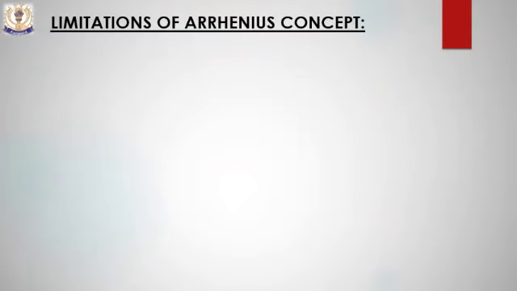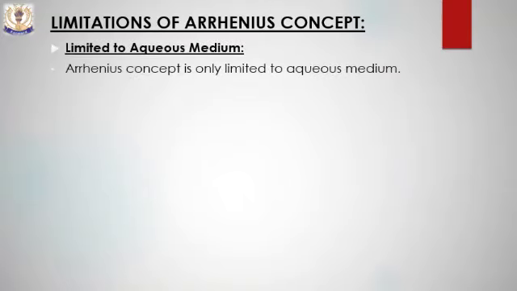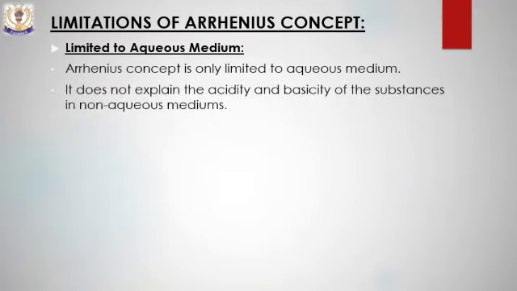But there are some drawbacks or limitations of the Arrhenius concept. The first one is that it is limited to aqueous media. It means that according to Arrhenius, we can only understand whether a chemical substance is an acid or a base when we dissolve it in water. It does not explain the acidic or basic nature of substances in gaseous medium or in non-aqueous medium.